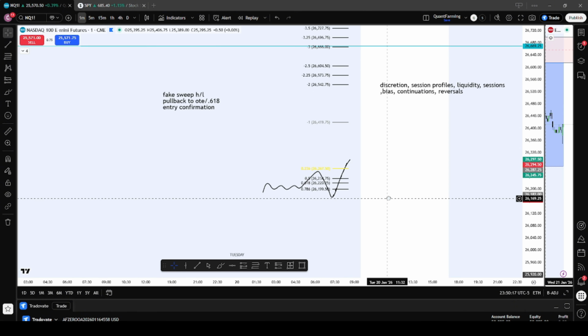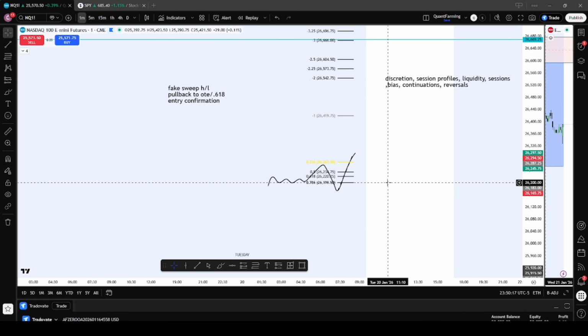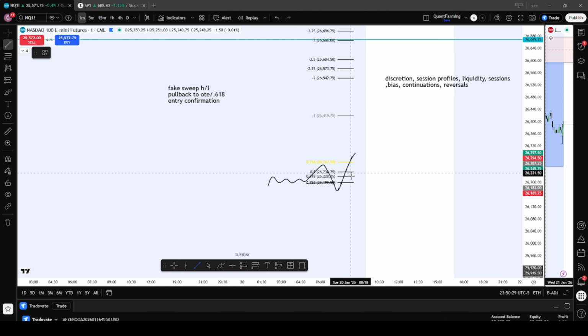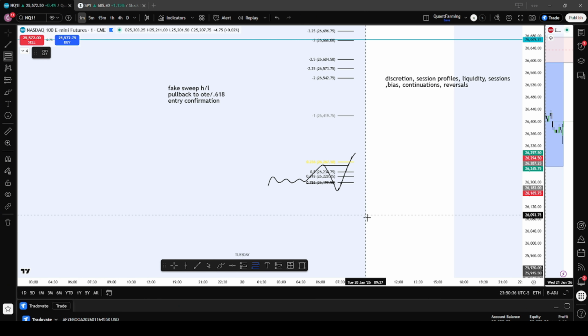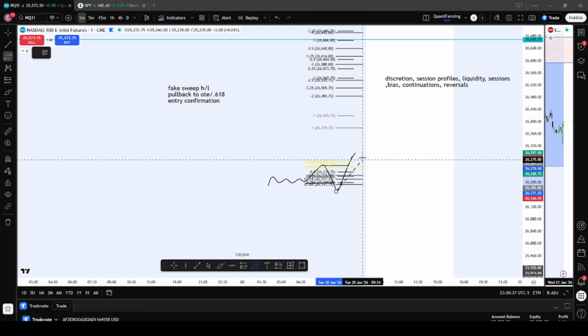So, what does this look like? So I drew up this little thing. Let's say we're accumulating right here. We're going to pop up. We take a sweep of this low right here and a sweep of a high. And this is the fake sweep leg. You would put your fib from the bottom of this wick to the top of the move. And you would wait for price to retrace back to your 618 fib.